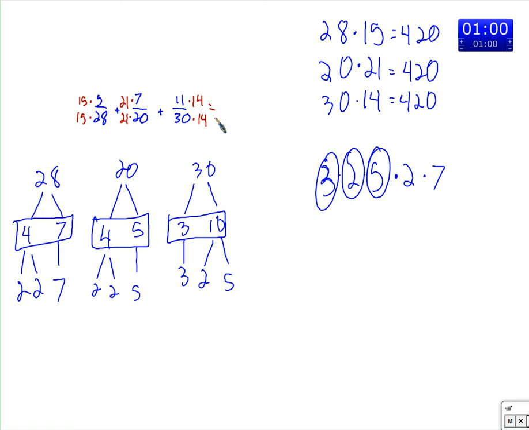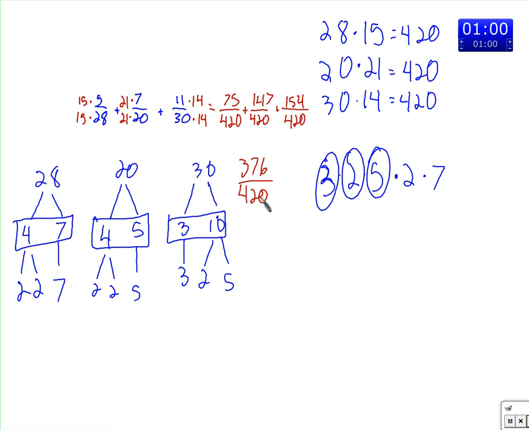So we have 15 times 4, 5, 7, 5, 8, 30, 4, 20, 21 times 7, 147, 154, add 75, 147, 154, we get 420. And that's not even improper, so we just leave it like that.